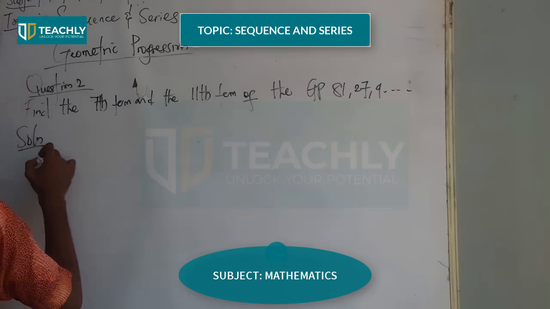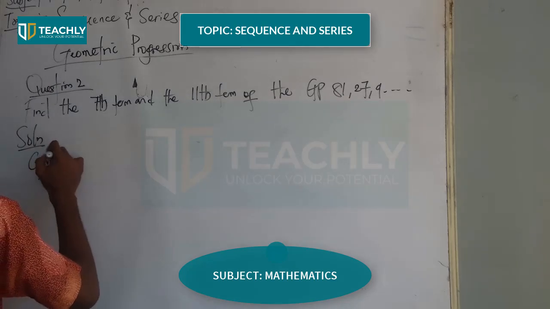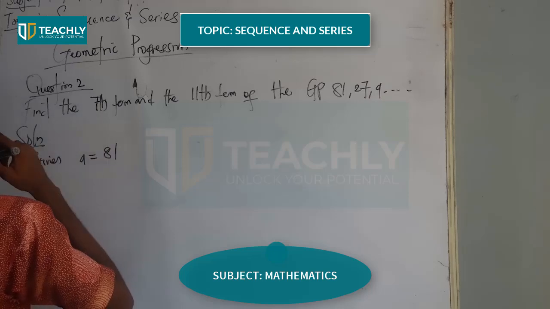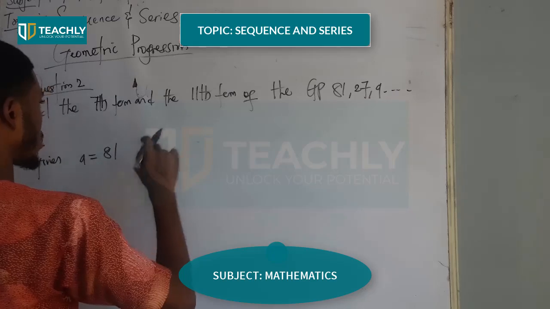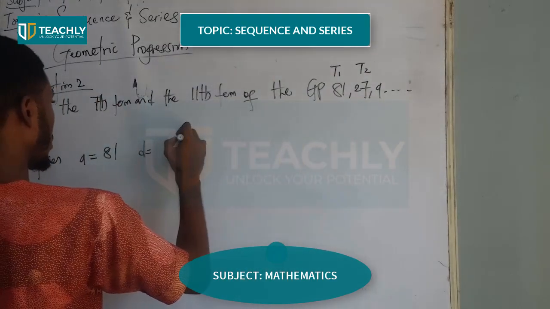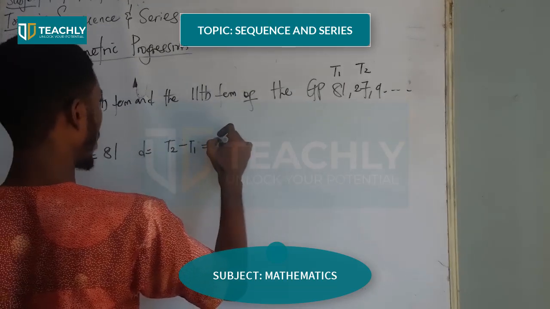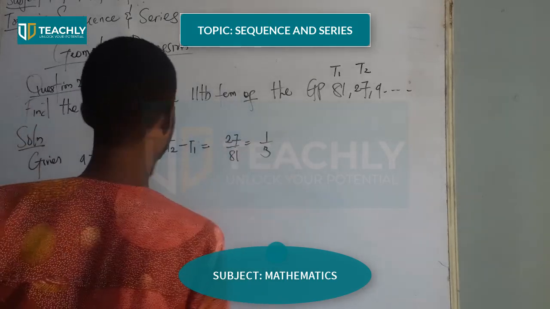So we have the first term already. Given our A to be 81. Our common ratio is division, T2 over T1. This is T1, this is T2. So T2 over T1 is going to give me 27 over 81, and that is 1 over 3.